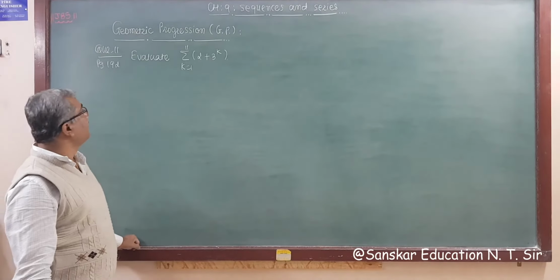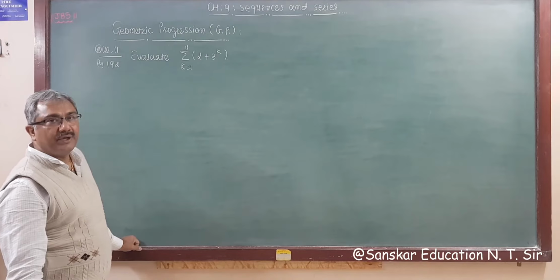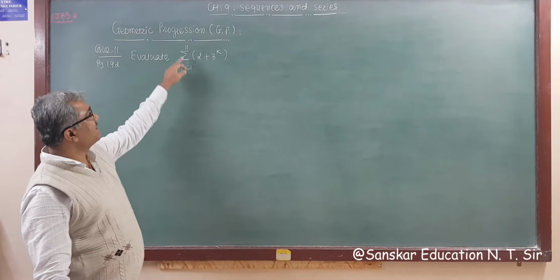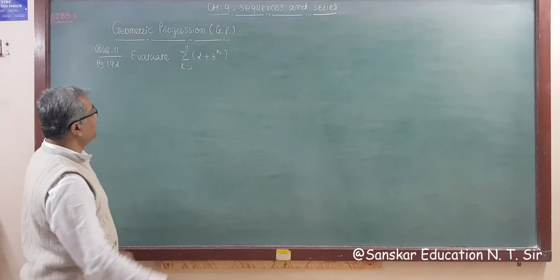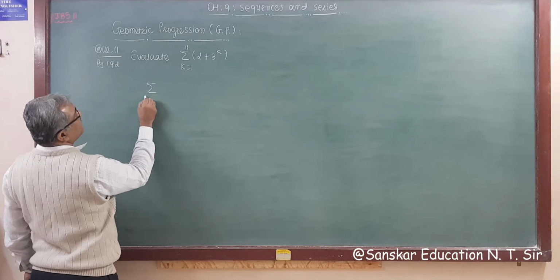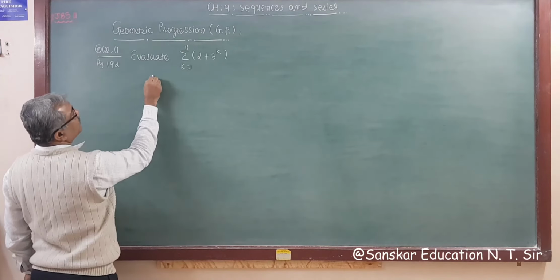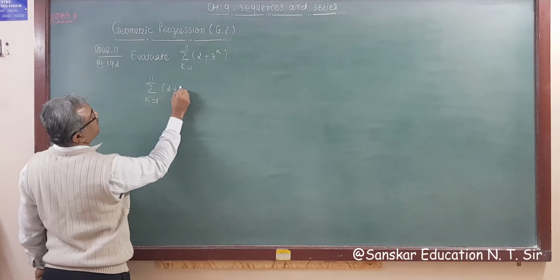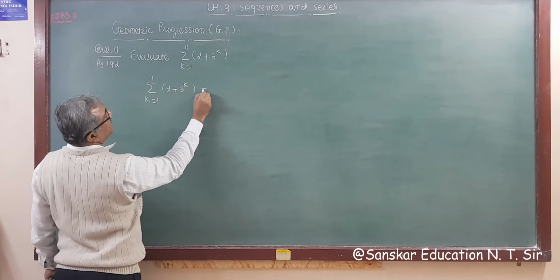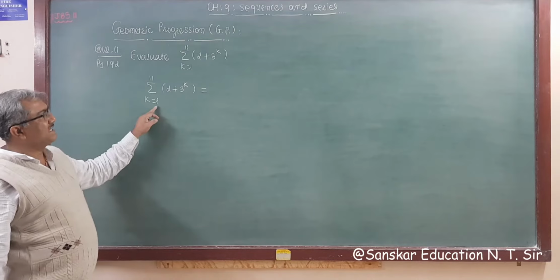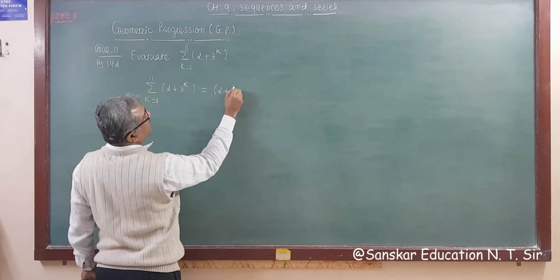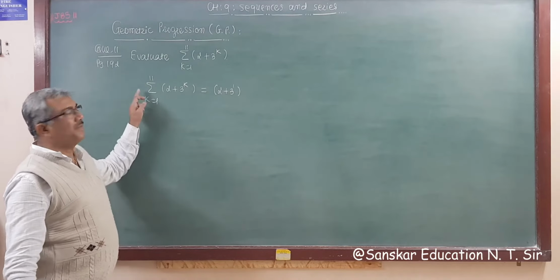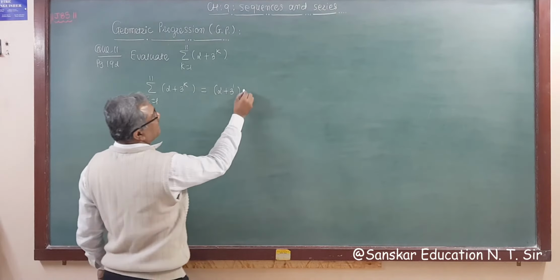Question number 11, page 192. Evaluate sigma k is equal to 1 to 11 of 2 plus 3 raised to k, right? So we have to apply sigma k is equal to 1 to 11 of 2 plus 3 raised to k. If we take k is equal to 1, then what we get? 2 plus 3 raised to 1. Sigma means sum, means plus.